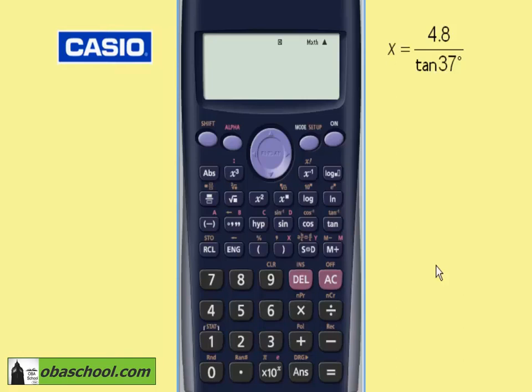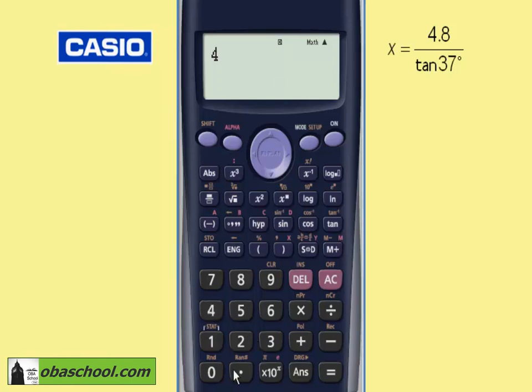In finding the length of a side using trigonometry, we've arrived at the calculation x is equal to 4.8 divided by the tangent of 37 degrees. The first thing we should establish is that the calculator is in degree mode. There should be a D here in the display. Once we know we're in degree mode, we can go ahead and calculate.